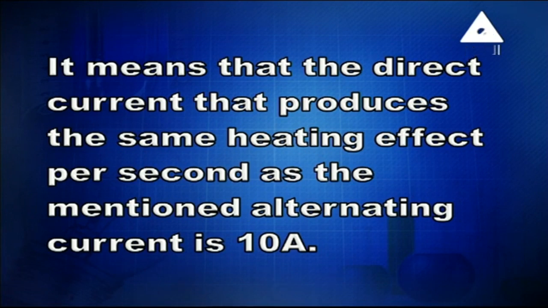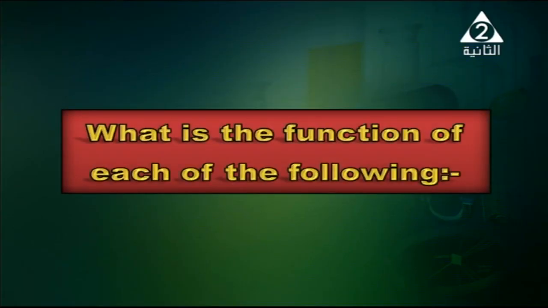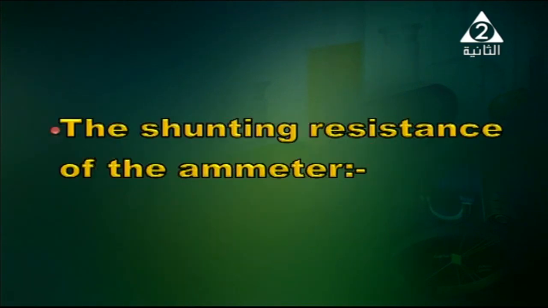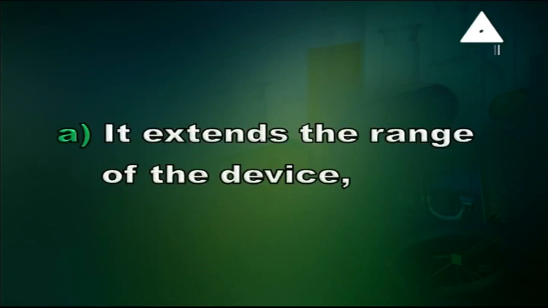And now we've got another type of questions. What is the function of each of the following? Okay, we want to know the function of the shunting resistance, the shunt. So the function of the shunting resistance of the ammeter: first of all, it extends, it increases the range of the device.